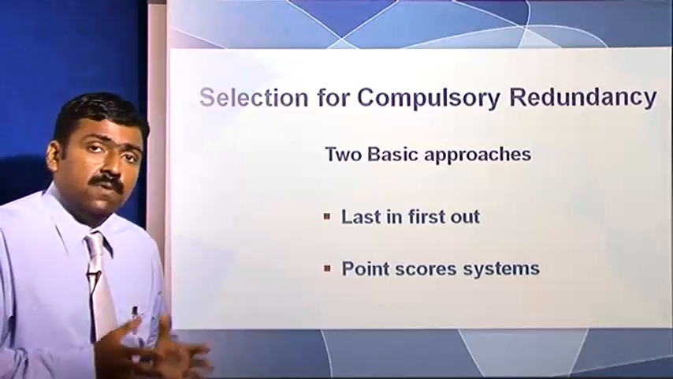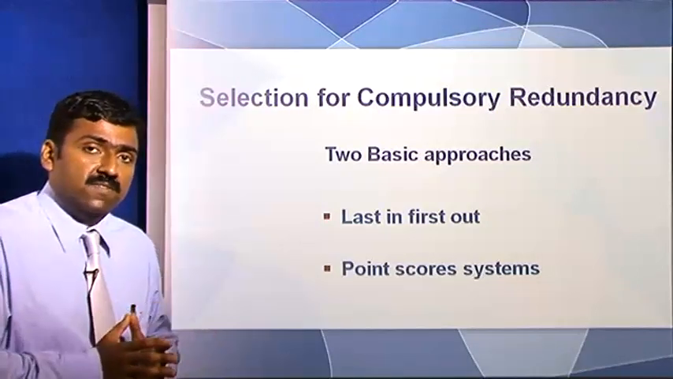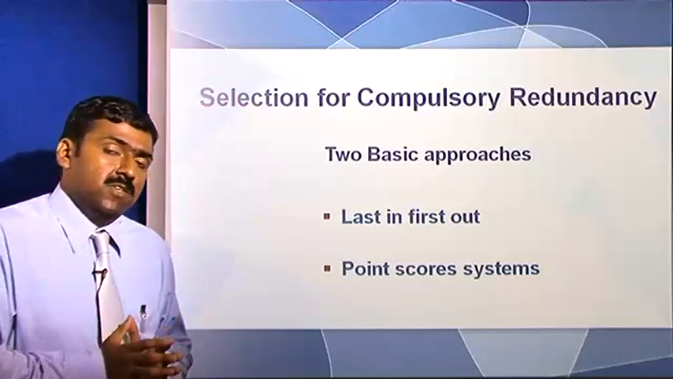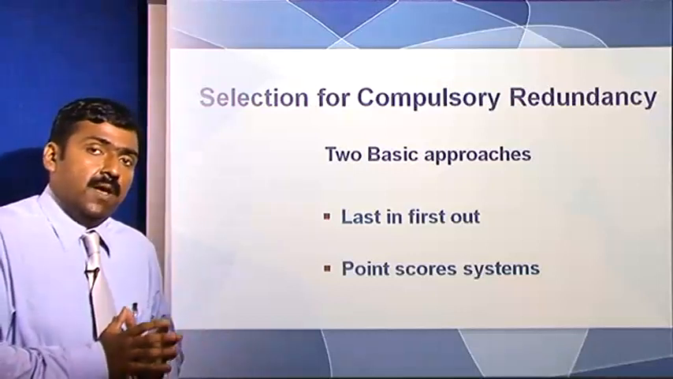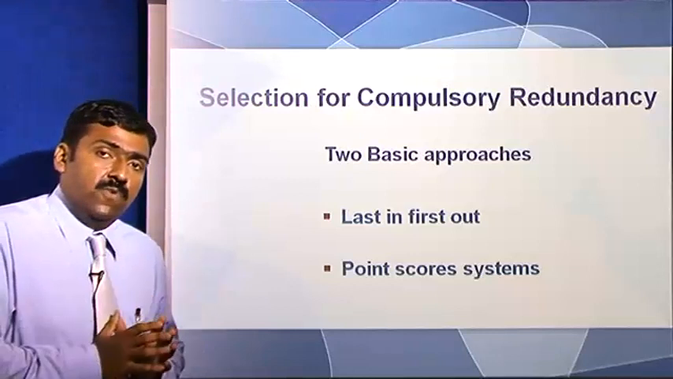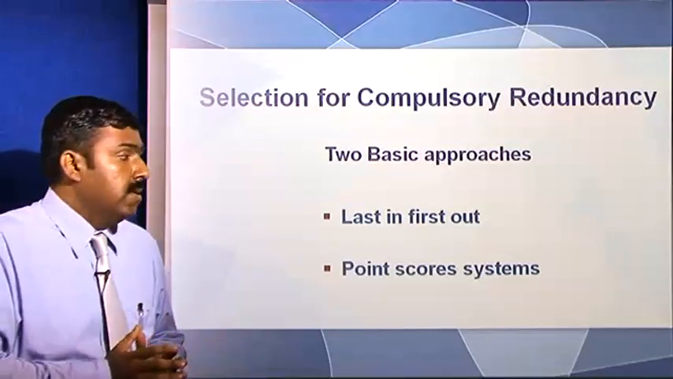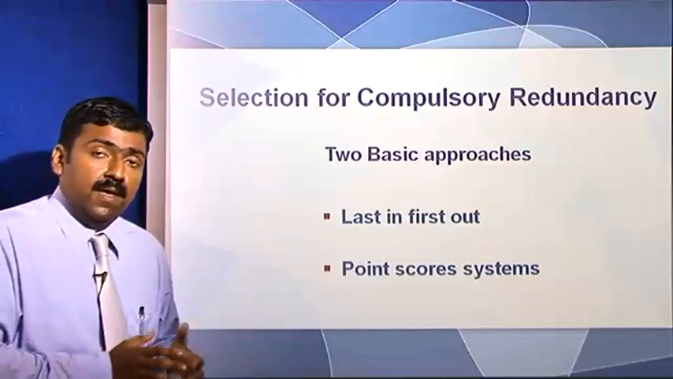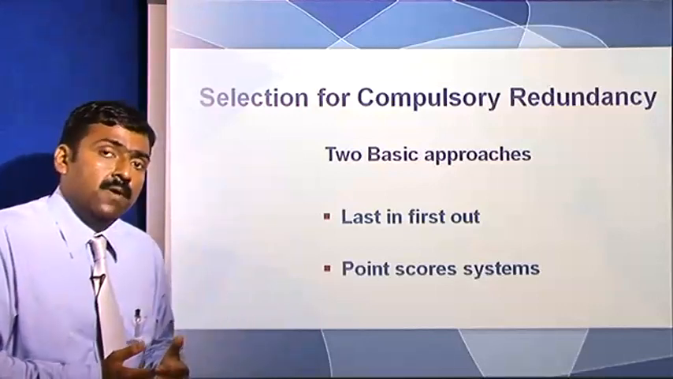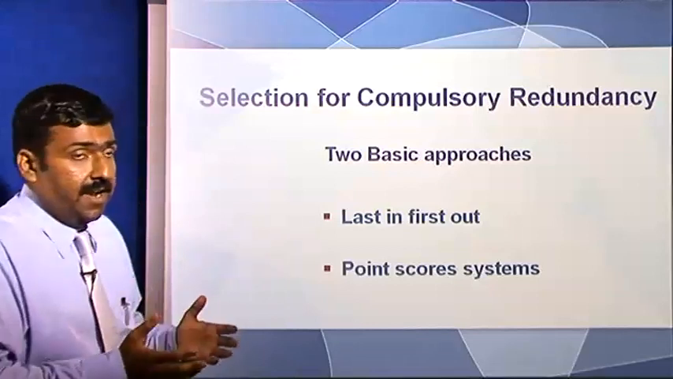Point score systems deal on a thoroughly objective basis by taking in merit cases. People who are meritorious and talented, whose job performance is evaluated, are retained when compared to those with poor performance, by assigning scores and analyzing the various factors involved, and then redundancy is carried out.